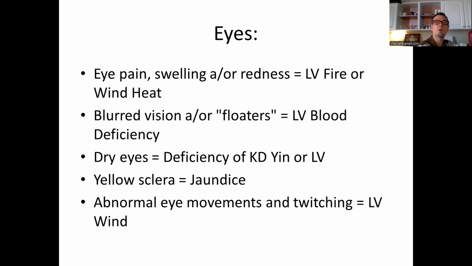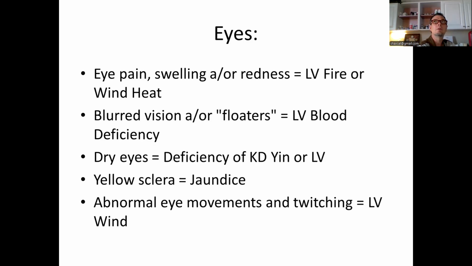Blurred vision and or floaters, liver blood. We talked about liver blood last lecture and how that nourishes the eyes. So when you're not getting enough nourishment up there, enough liver blood, you'll get some of this blurred vision or these floaters moving around. Dry eyes, deficiency of the kidney yin or liver yin. I would think more so liver yin, because the liver really controls the eyes.